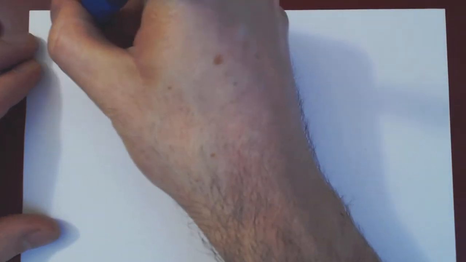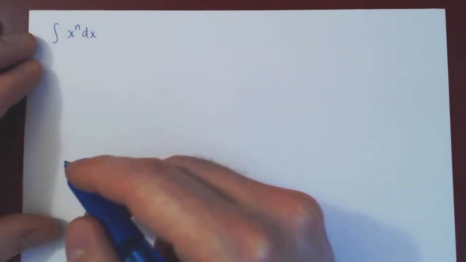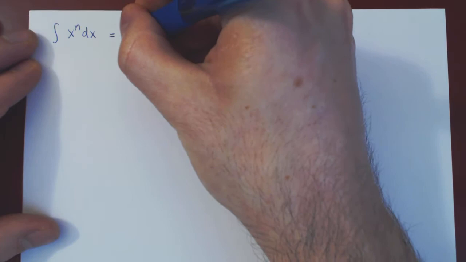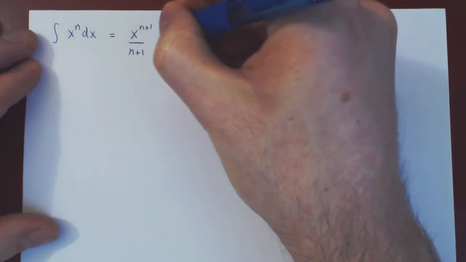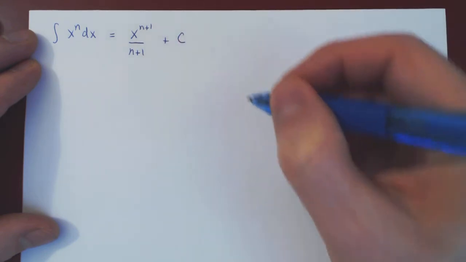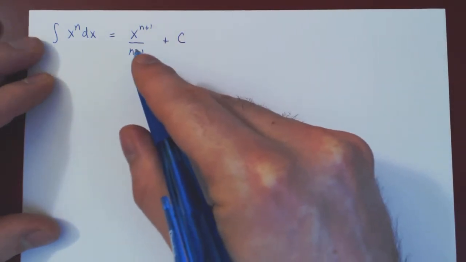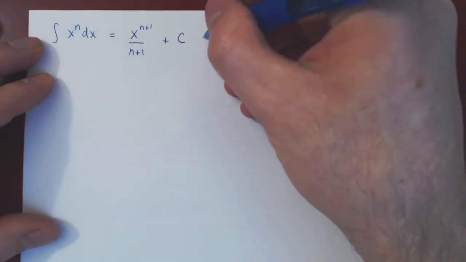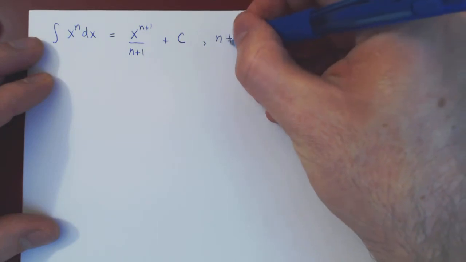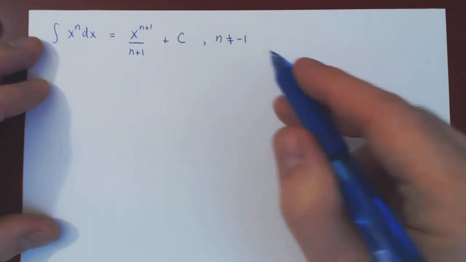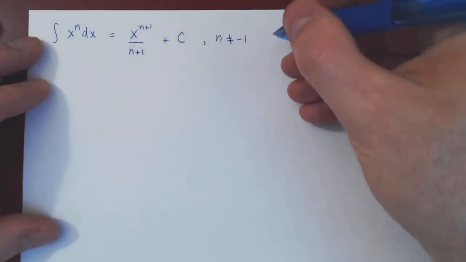If you integrate x to the n dx, where n is a fixed constant, the power rule says you add 1 to the exponent, you divide by the new exponent, and you add, of course, the arbitrary constant of integration. Of course, this breaks down if n is equal to -1, as we'd have a division by 0. So we have the general power rule except when n is -1. And when n is -1, x to the -1 is 1 over x.